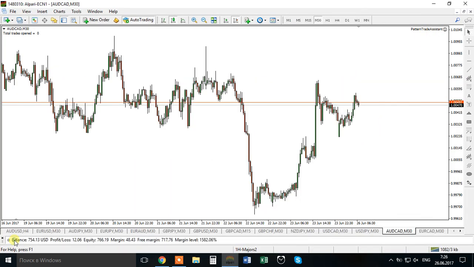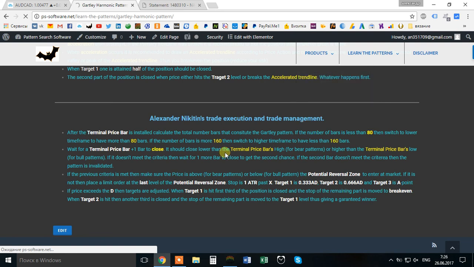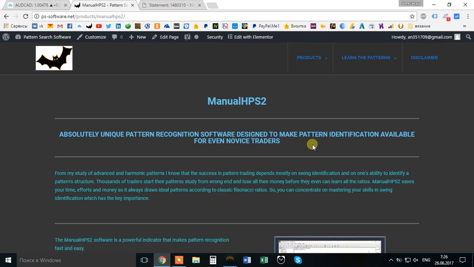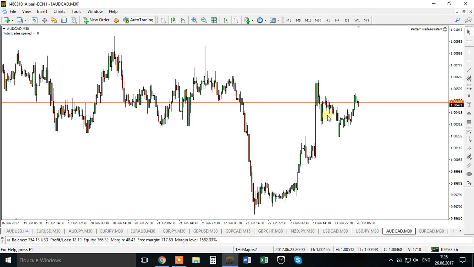Okay, so once again, guys, what you get with ManualHPS, what you get, you have the true identification part. Yes, recognize all those patterns. You can delete the patterns. You can get the price ATR range. I forgot about that, guys.